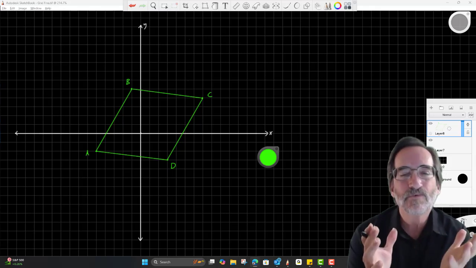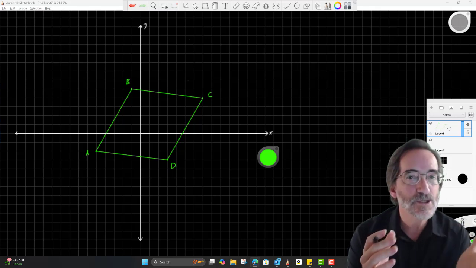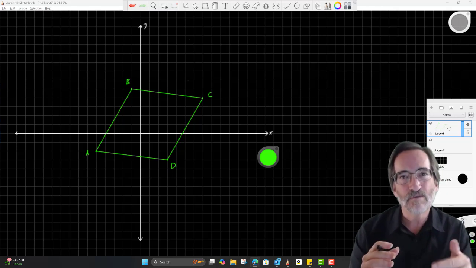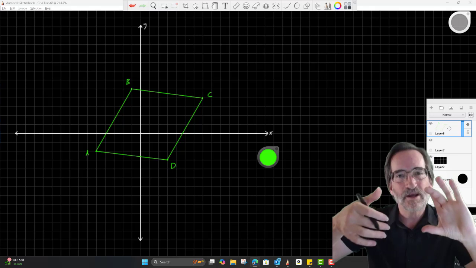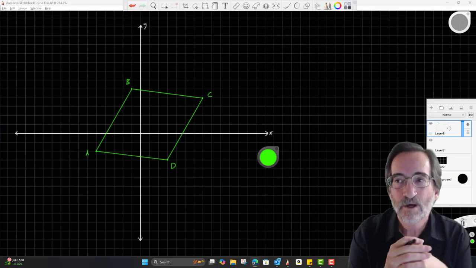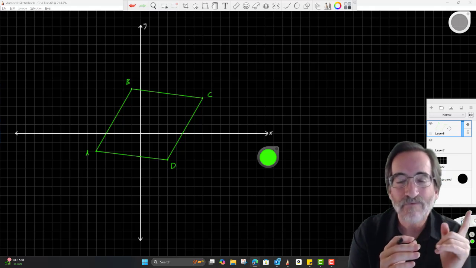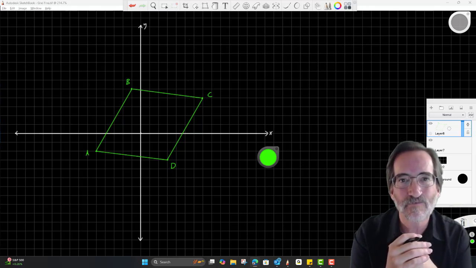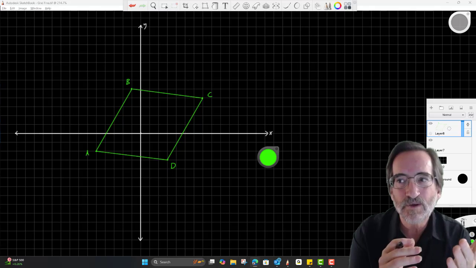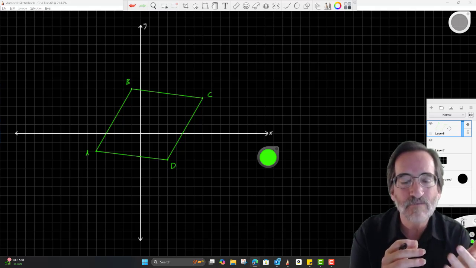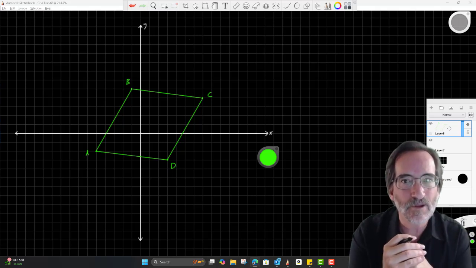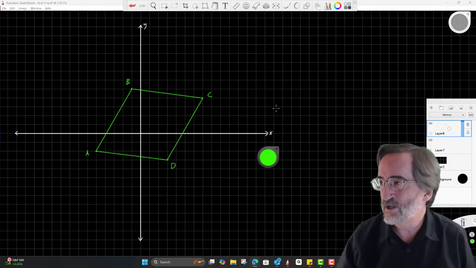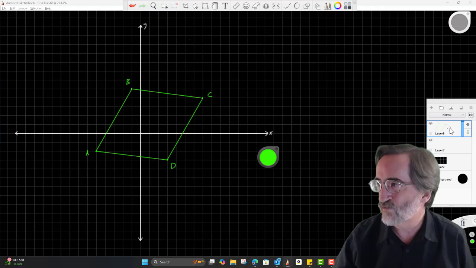We can prove that lines are parallel by showing they have the same slope. We can prove that lines are perpendicular by showing their slopes are negative reciprocals of each other. We can prove that lines have the same length or are congruent by using the distance formula. We can prove that two lines share the same midpoint by using the midpoint formula. So all these formulas find their use in coordinate proofs.